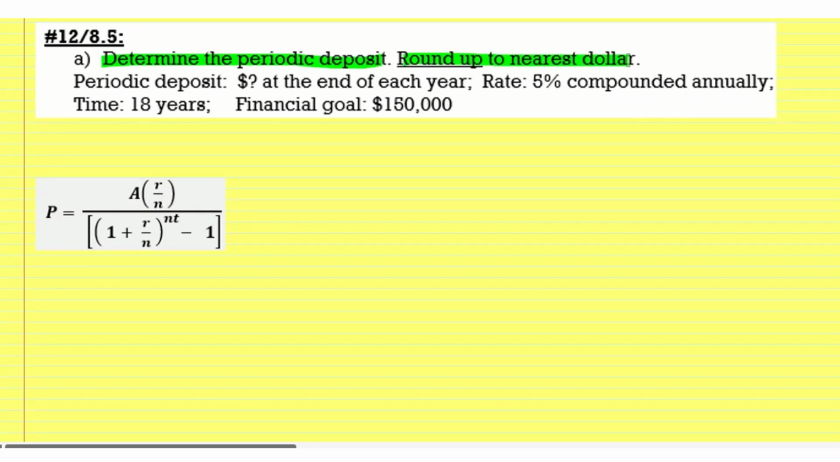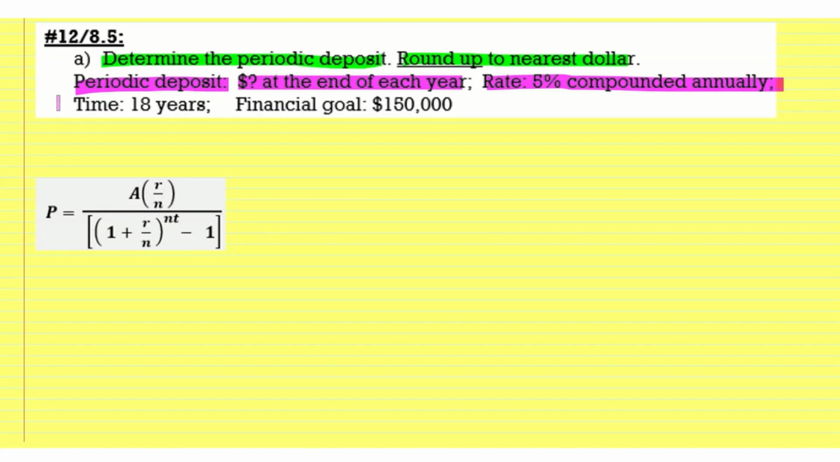Okay, this problem says determine the periodic deposit. Round up to the nearest dollar. The periodic deposit is the dollar amount paid at the end of the year. The rate is going to be 5% compounded annually. The time is going to be 18 years, and the financial goal is going to be 150,000.